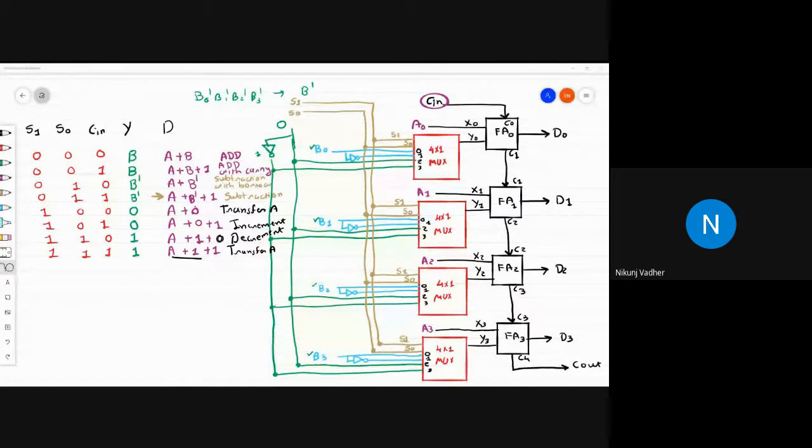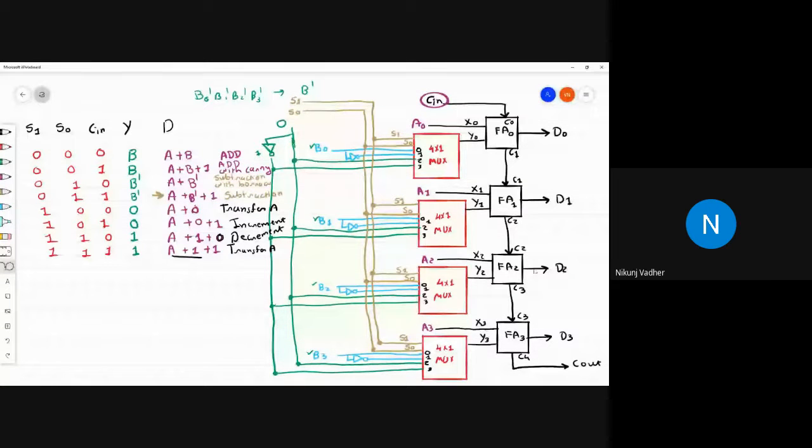Yes. All of you are clear how we have written this operation. Okay. Yes. Thank you. So let's see one by one how this will result into transfer A.